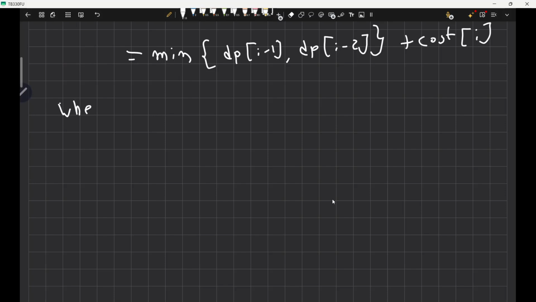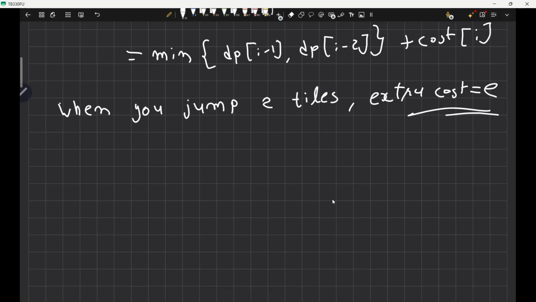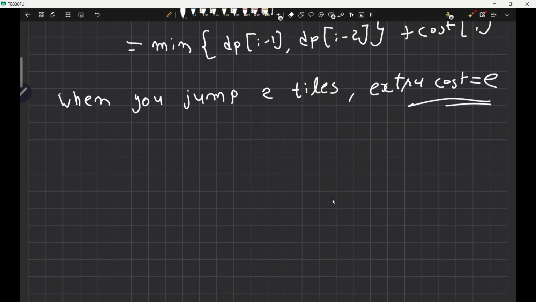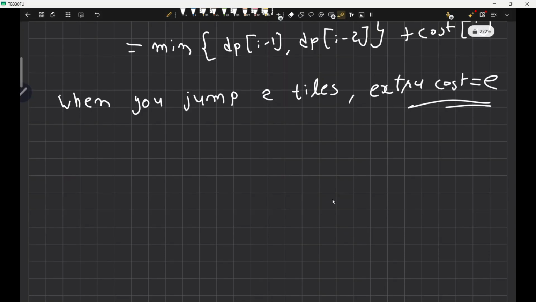So when you jump 2 tiles, let's say the extra cost is equal to e you have to give. That is the case. So again, this is going to be easy. So like we have the transition, we will just write here. So we know that the dp of i is going to be that you come from the i minus 1.